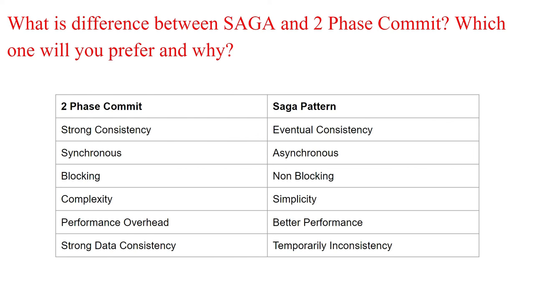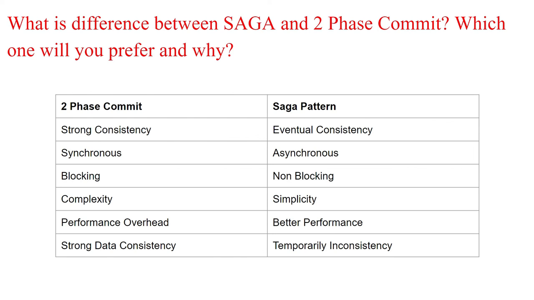With the Saga design pattern, you have a temporary inconsistency, which I have told you already. When you have the order placed successfully message but the payment is unsuccessful, you have a temporary inconsistency, but because of this you have better performance. So it completely depends upon you which to use when.